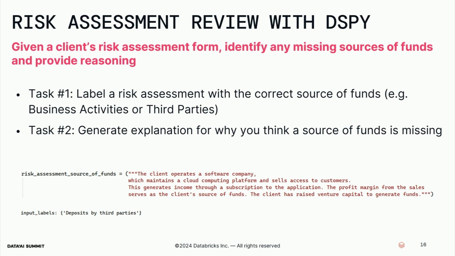So at the bottom here, we have an example of our input. The client operates a software company. They maintain a cloud computing platform and sell that access to customers. And this generation of income comes from that platform, but they also generate funds from venture capital. So we are combining an analytical AI problem of classification with a generative AI problem of explanation. And when you're looking to apply DSPy, this is a very highly recommended pattern. It's simple, it's straightforward, it uses familiar concepts like classification that we've seen from machine learning, and it can deliver real results.